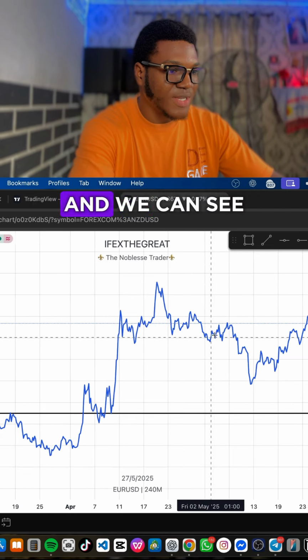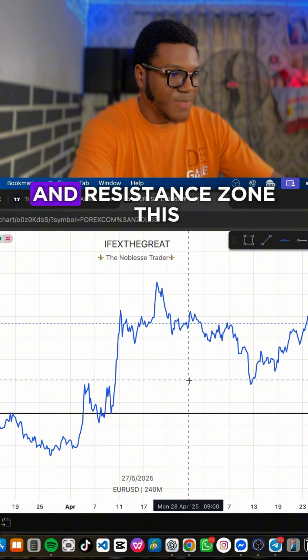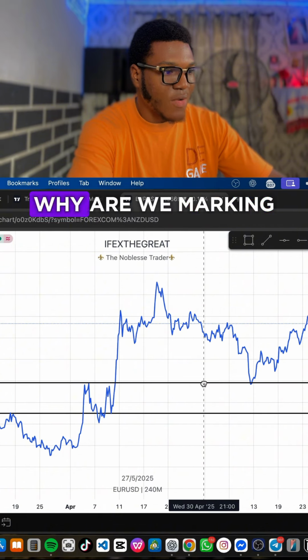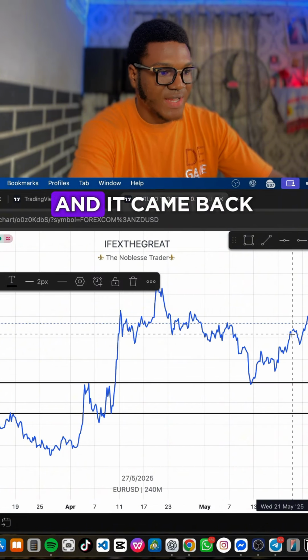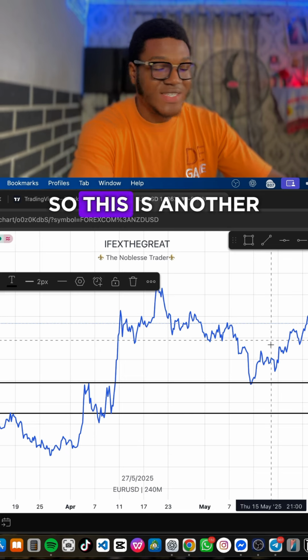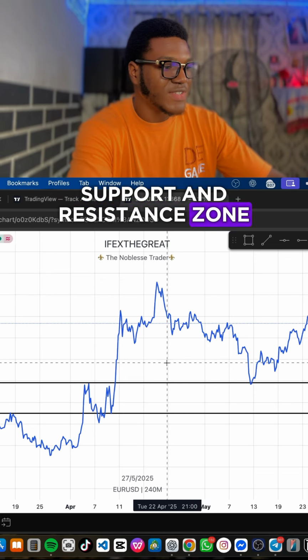Secondly, we can move a bit and we can see that we have another support and resistance zone. This is previous resistance. Why are we marking out this zone? Because you can see resistance here and it came back to a support here. So this is another support and resistance zone. We'll do the same.